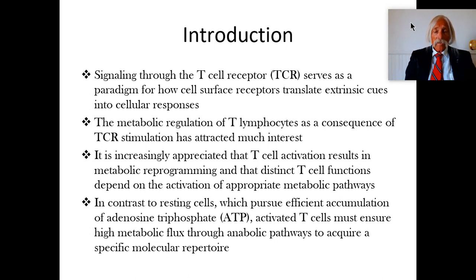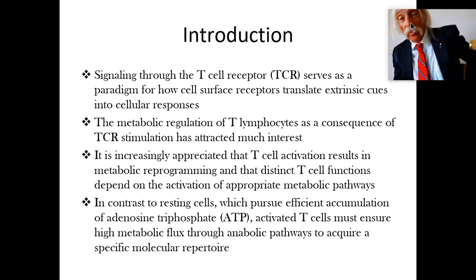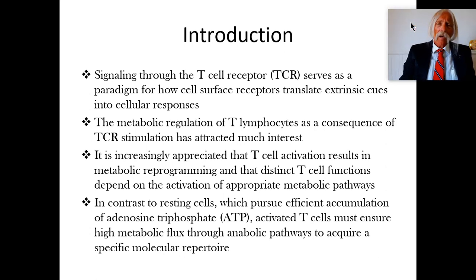In contrast to resting cells, which pursue efficient accumulation of ATP synthesis, activated T cells must ensure high metabolic flux through anabolic pathways to acquire a specific molecular repertoire. What is that molecular repertoire? Maybe the production of cytokines or chemokines, growth factors, or transcription factors, leading to an entire interaction of the T cells with the B cells and the innate cells.